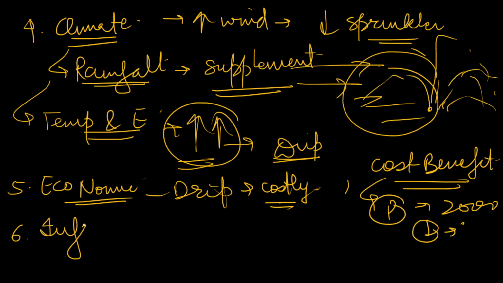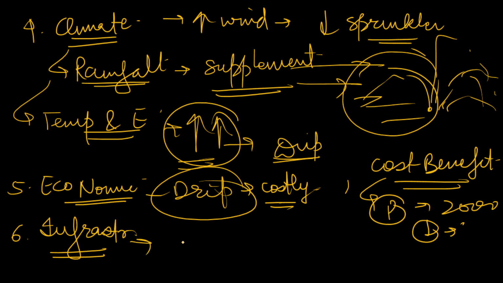Next, obviously, infrastructure availability. If you are using drip irrigation, you should have a power connection to your fields. You should have proper pumps. You should have filtration units. So all these things also matter. Suppose there is a village where there is no power availability in the field. So how will the villagers use drip irrigation there? So that is one thing.